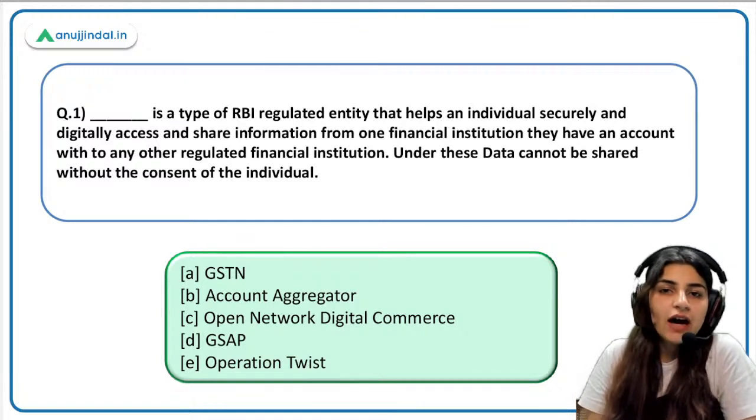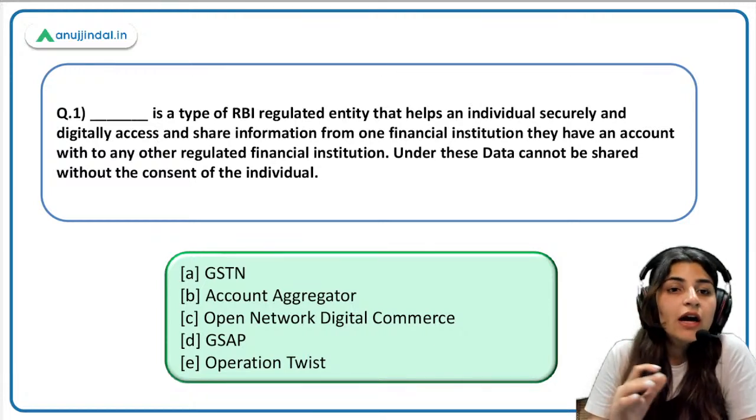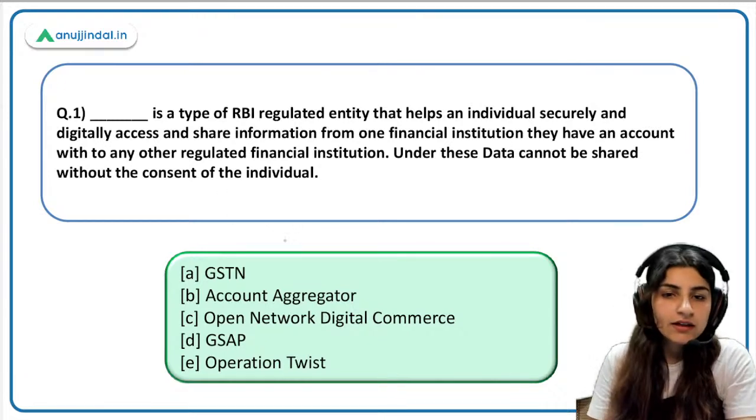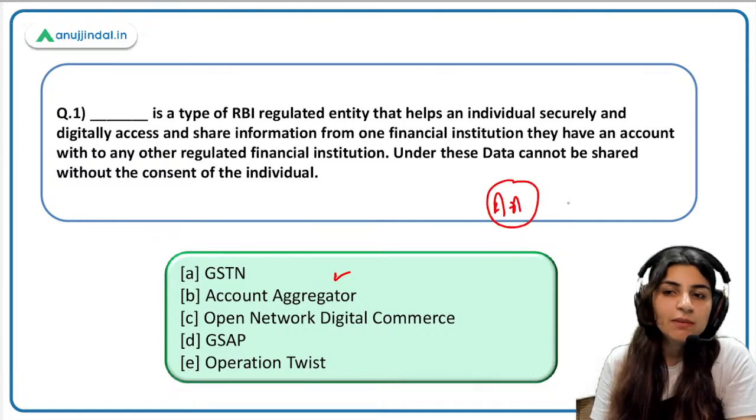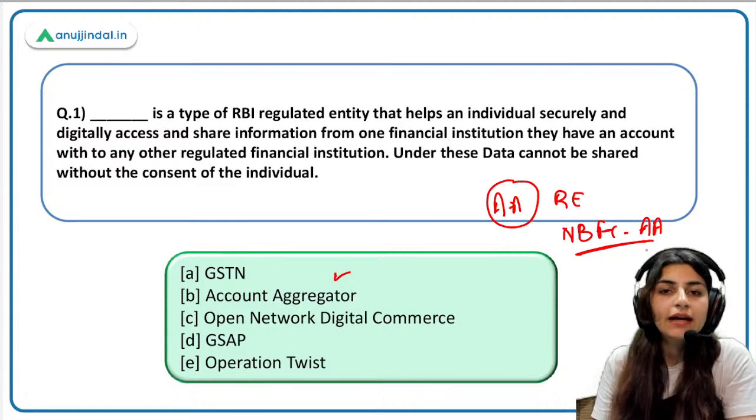Dash is a type of RBI regulated entity that helps an individual securely and digitally access and share information from one financial institution they have an account with to any other regulated financial institution. So the correct answer here is account aggregator. What does an account aggregator do? सबसे पहले it is a regulated entity जिनको NBFC AA का टैग, लाइसेंस मिला हुआ है. NBFC AA, NBFC account aggregators.